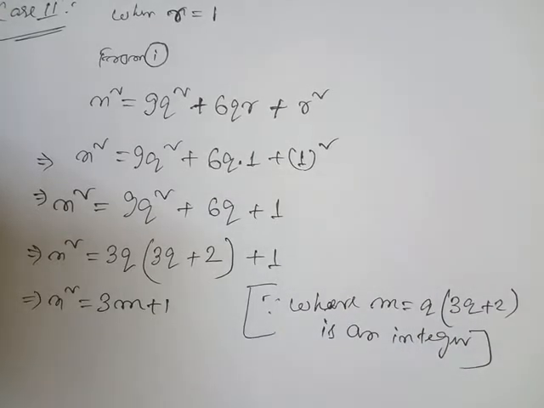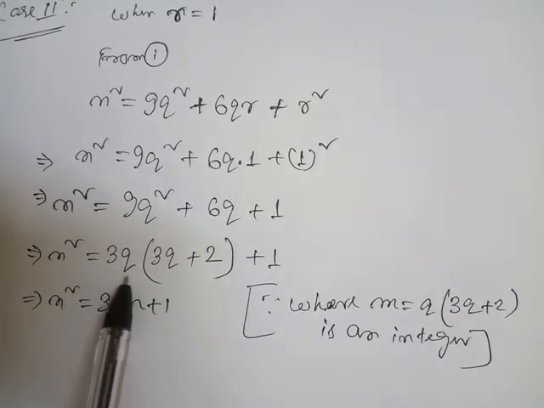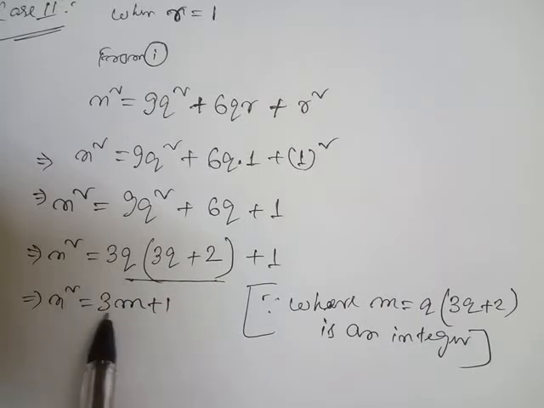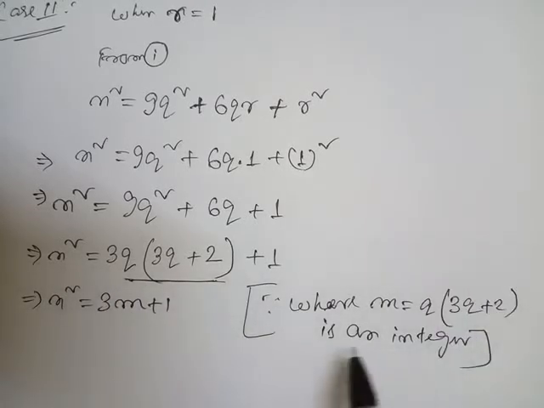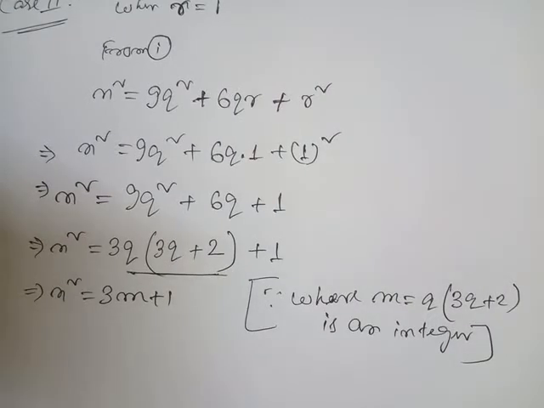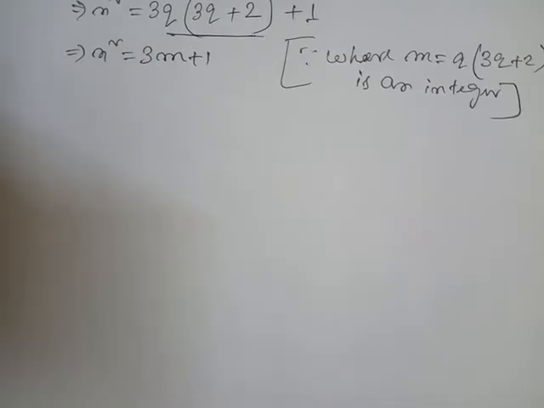Now look here, how to solve this part. I have taken the 3q common. Now this portion, 3m plus 1, only this portion equal to m. Why? Because m is an integer, that's why our second case is also satisfied. Now third case, case 3.